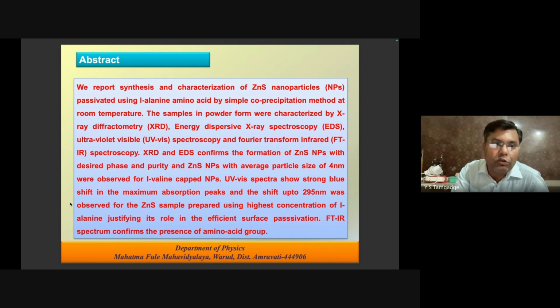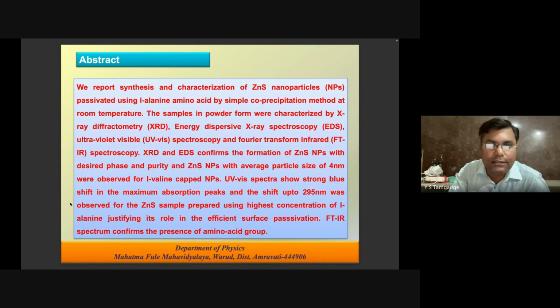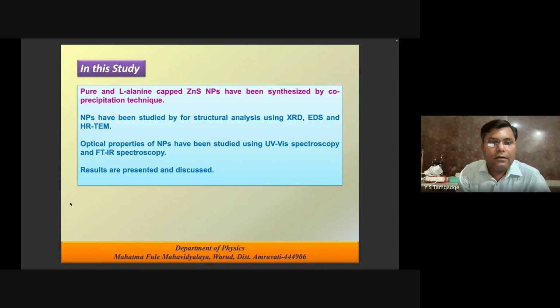particle size of 4 nanometer were observed. Sir, we are still seeing the abstract slide. Okay, yes, sir. Is it visible, sir?